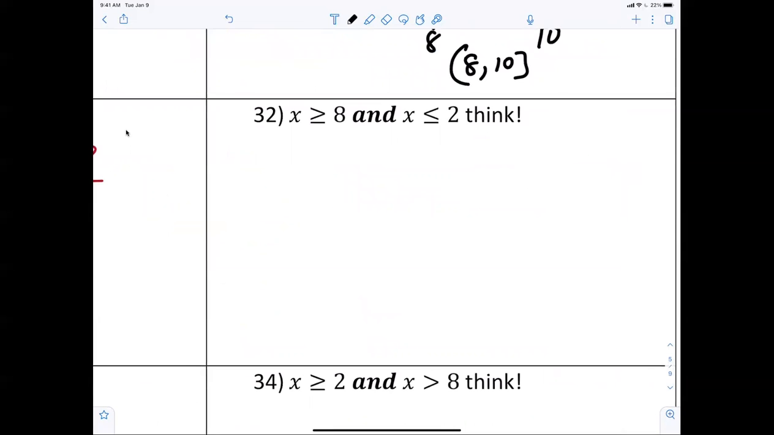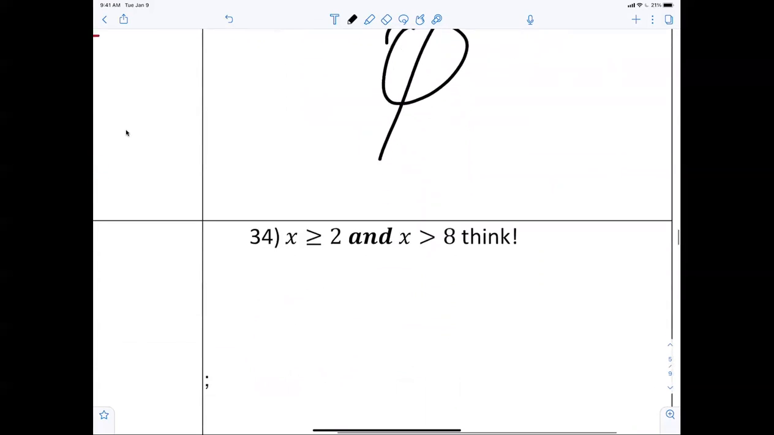Okay. So here's the hard problems. Again, I don't think it's that hard. It's just you have to know numbers. What numbers are greater than 8 and also less than 2? There aren't any. There are no numbers that are greater than 8 and less than 2. Make sense? You have to kind of visualize the numbers. That's why I keep telling kids.